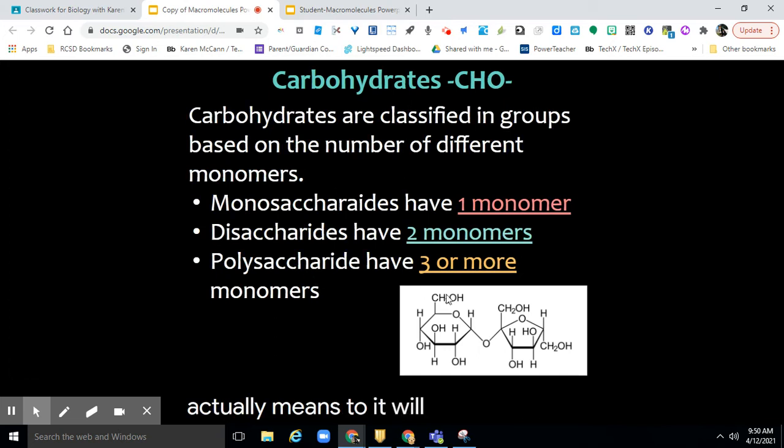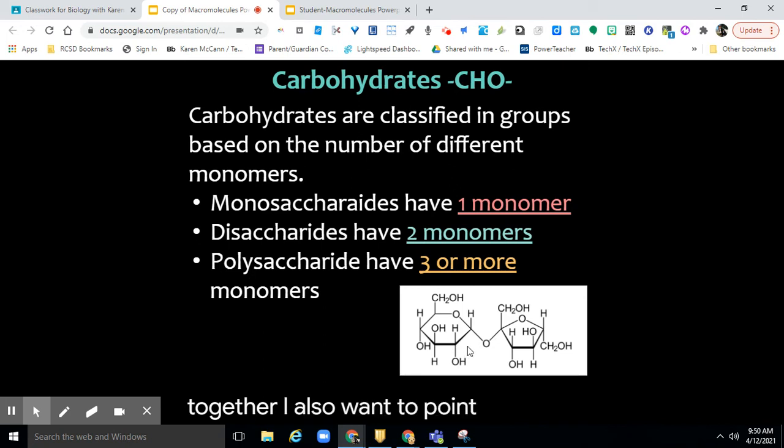Now I want you to look at this picture. How many monomers do you think there are here? Notice the rings. How many rings do you see? If you said two, you are correct. There are two rings, and therefore there are two monomers here, connected together or bonded together.